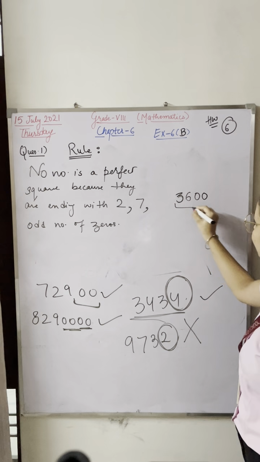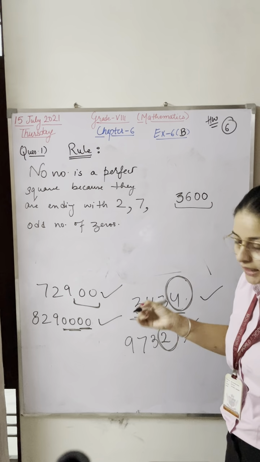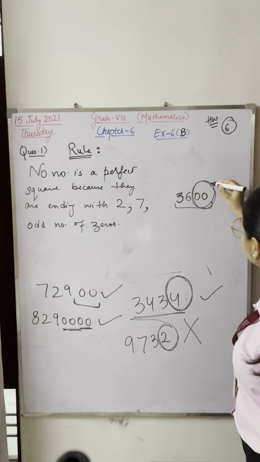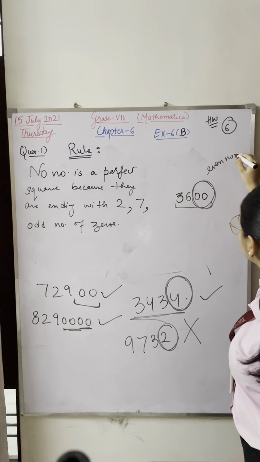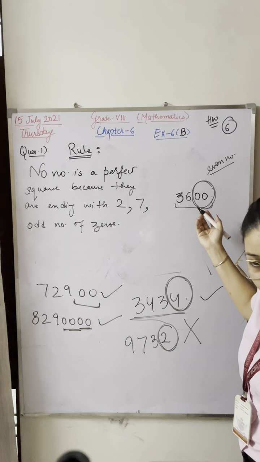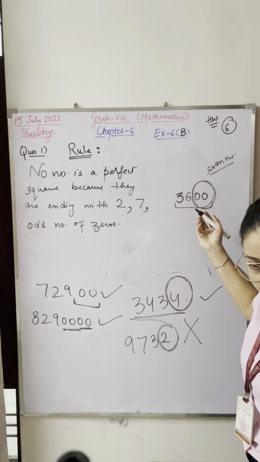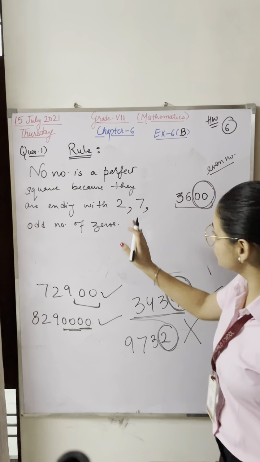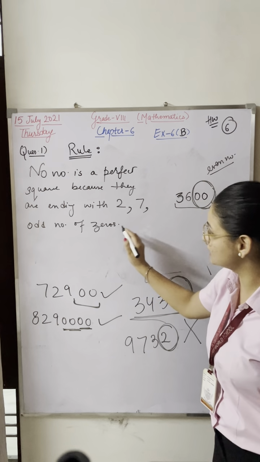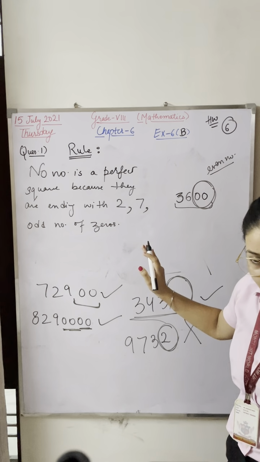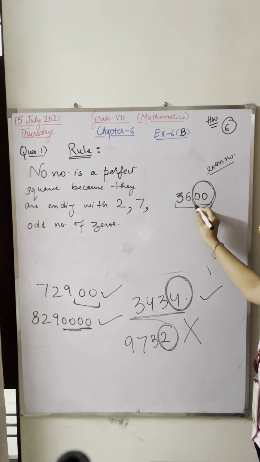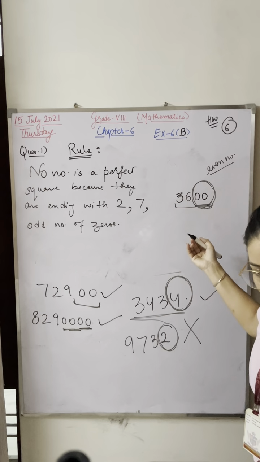Chaitanya, 3600 is a perfect square already. It is having 2 zeros, an even number of zeros. So that is a perfect square. The number which is having an odd number of zeros will not be a perfect square. But if a number is having an even number of zeros, that will be a perfect square.